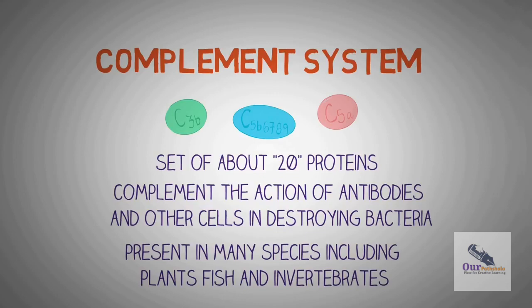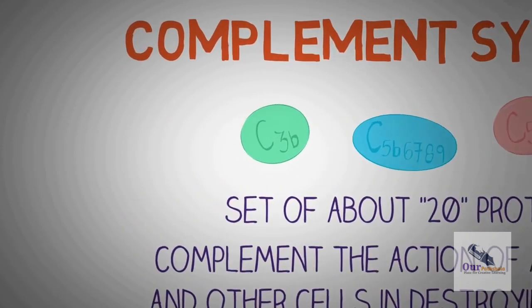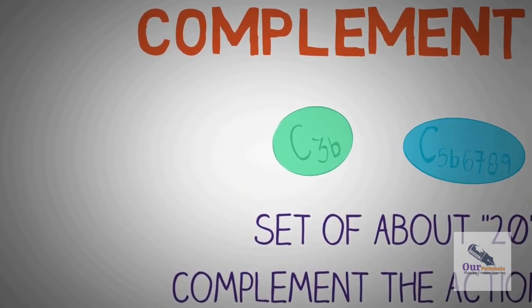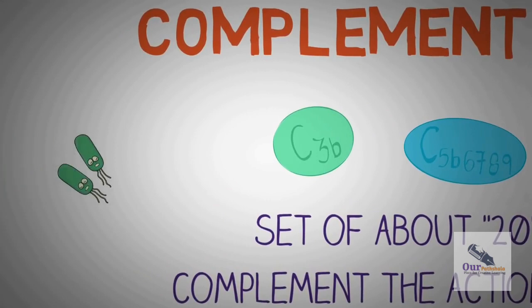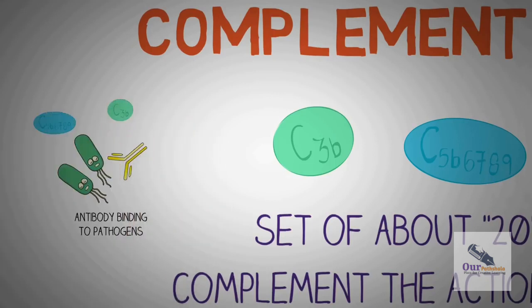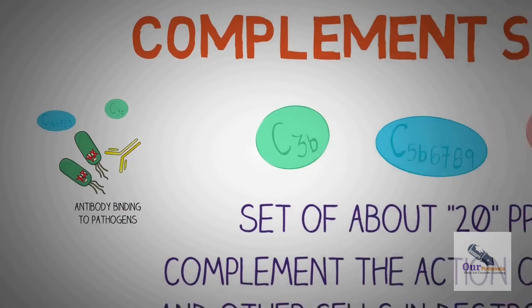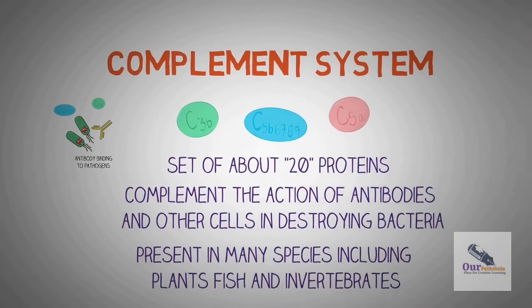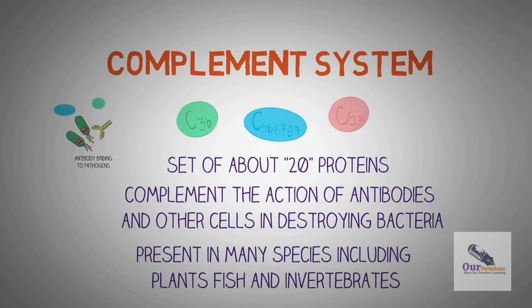The basic mechanism of action of the complement system is as follows. Whenever any pathogen enters our body, it gets recognized by antibodies present in our blood. The binding of antibody to the pathogen is the most important factor for the activation of complement system. After it is activated, a cascade of different enzymes acts on the surface of the microbe to kill it.